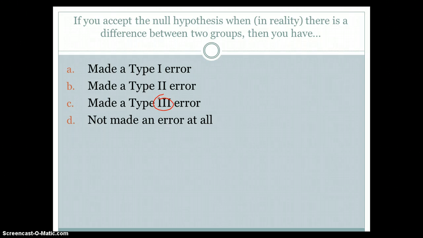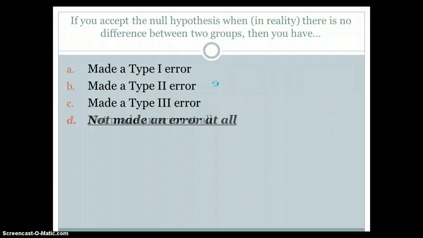If you accept the null hypothesis when in reality there is a difference between two groups, then you have made a type 2 error. This is failure to detect, or failure of detection. So you've said, yep, the null hypothesis seems to be what's happening, when in reality there really is a difference, or there's an association. Right? Then you've made a type 2 error. But we are almost always interested in the type 1 error.